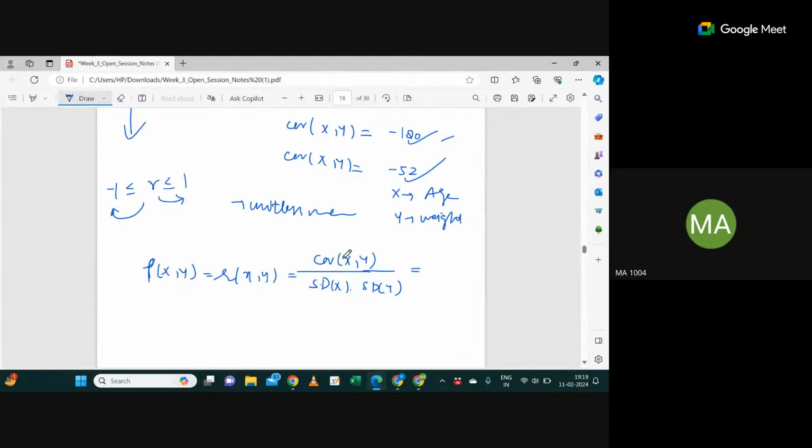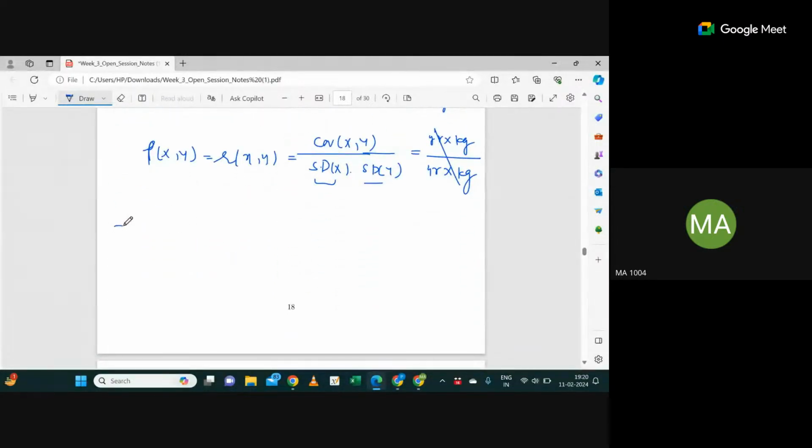Then what will be the unit for covariance of x comma y? It will be year into kilogram, correct? For standard deviation of x, it will be year, and for y it will be kilogram. If you see, the units will cancel out, right? That's why this correlation coefficient is a unitless measure and its range is minus 1 to plus 1. Is that clear now?